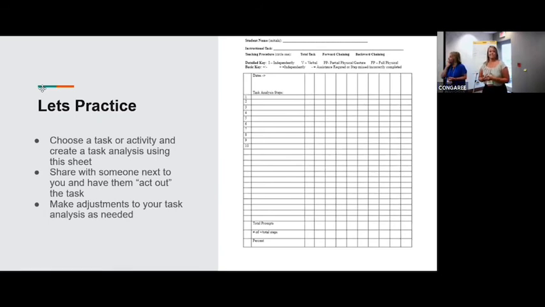Does anybody have any examples they want to share, or anything that they've used this before in the past? Or questions about data collection, or maybe how to write this up as a goal?